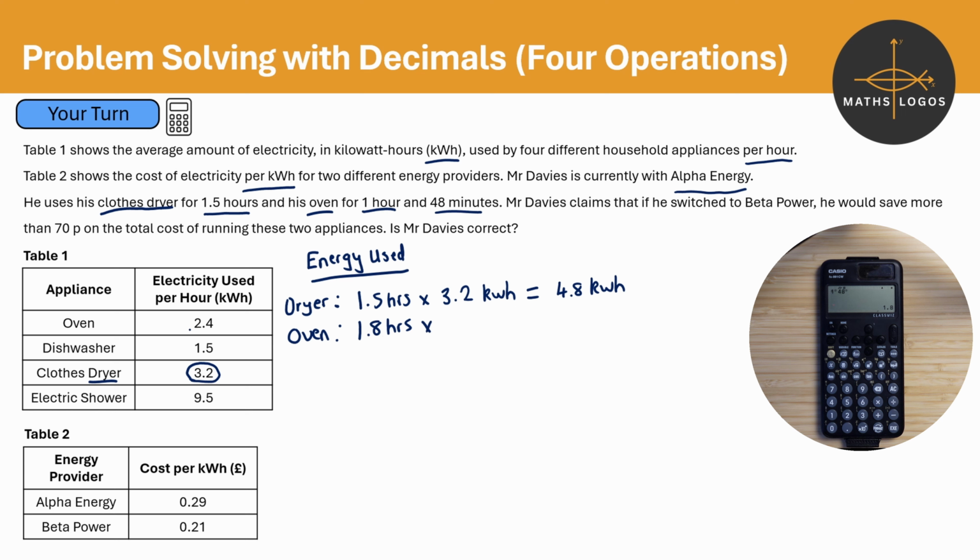And the oven uses 2.4 kilowatts per hour. So I need to multiply that by 2.4 kilowatts. Technically, it should be per hour like that. I didn't do that in the previous one. I'll then do that calculation, 1.8 multiplied by 2.4. And that gives me an answer of 4.32 kilowatt hours.